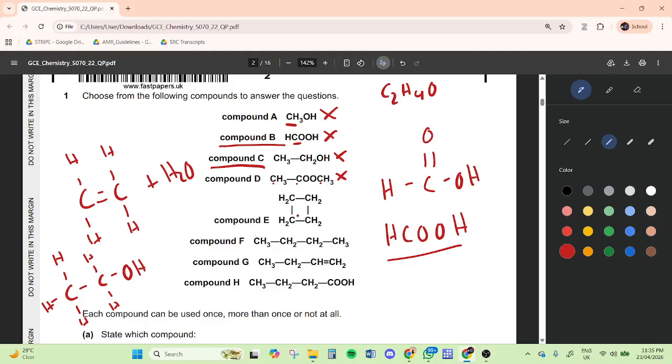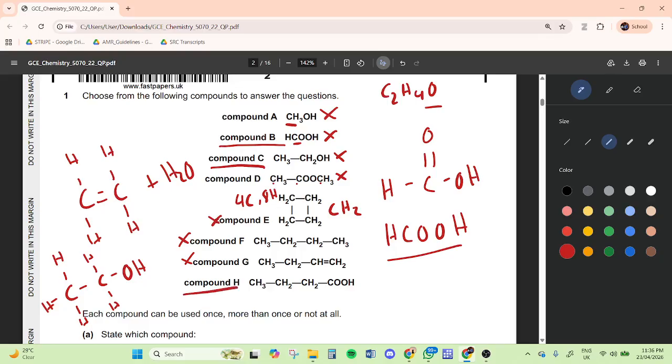Compound E. All right, this looks interesting. We've got 4 carbons and we've got 8 hydrogens. So this empirical formula is just going to be CH2. So this is also out. Compound F. 1, 2, 3, 4. Looking promising, but there's no oxygen. So there's no oxygen. Can't keep that in. This also doesn't have oxygen. So by the process of elimination, it's going to be compound H.